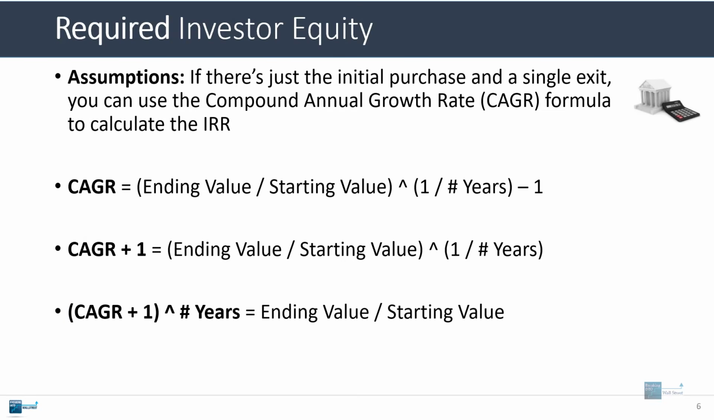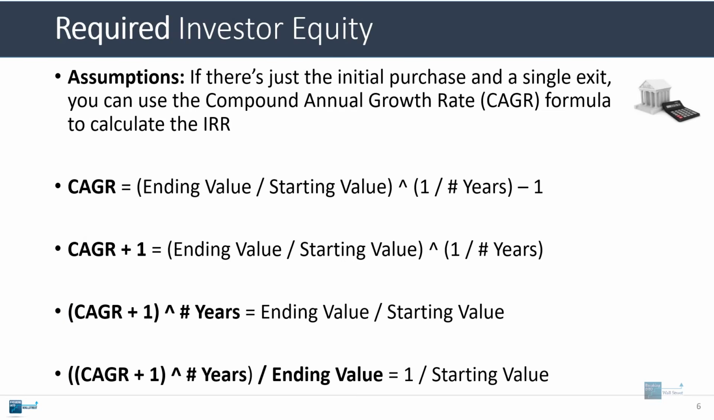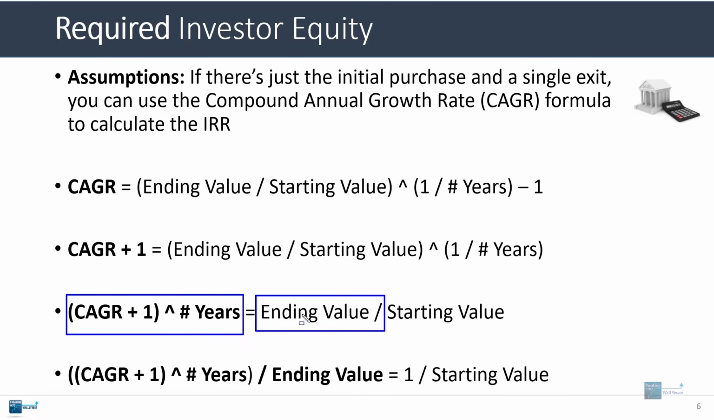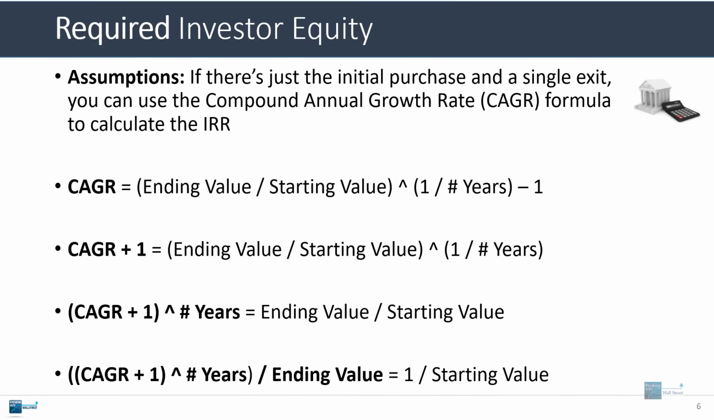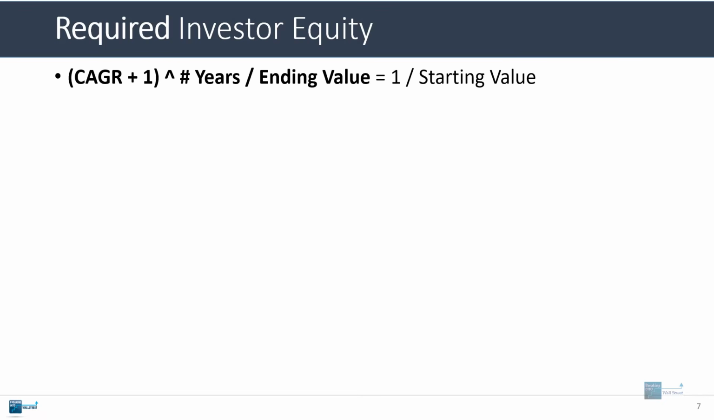And then we can just use algebra again and move the ending value over to this side of the formula. So you divide both sides by the ending value algebraically. So this side now equals CAGR plus 1 raised to the number of years, all divided by the ending value. And then on the other side, it equals 1 divided by the starting value because you've divided the right side by the ending value.